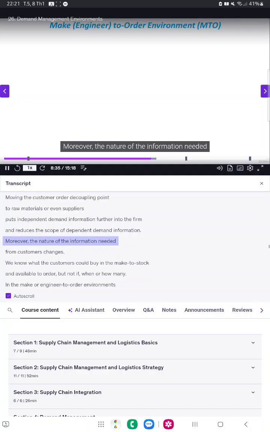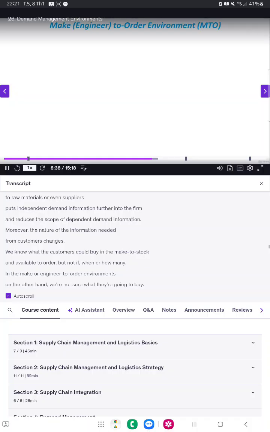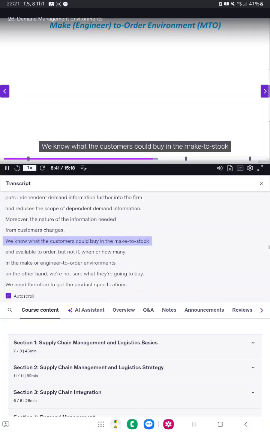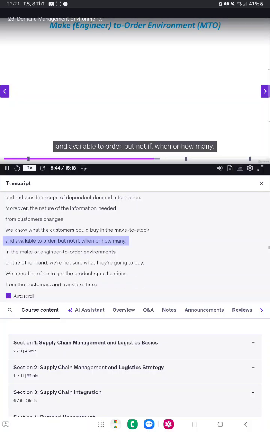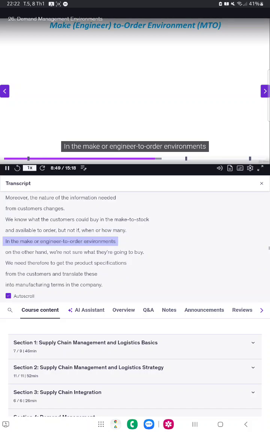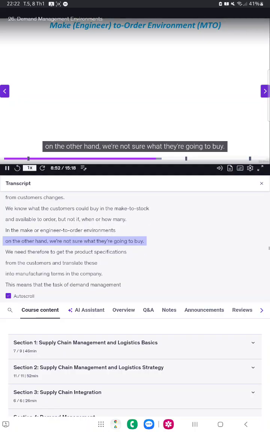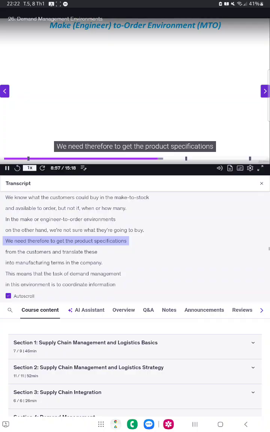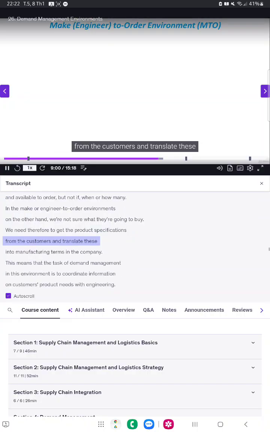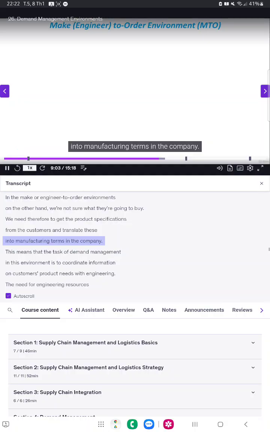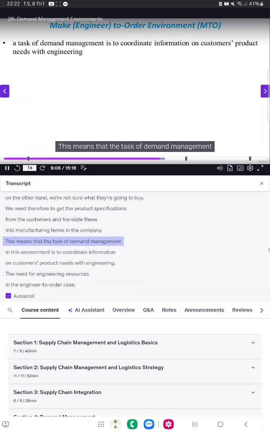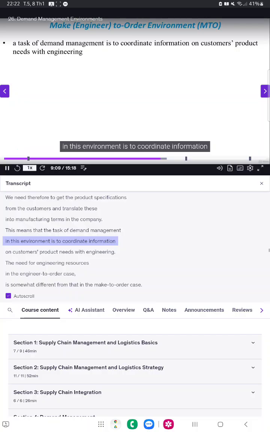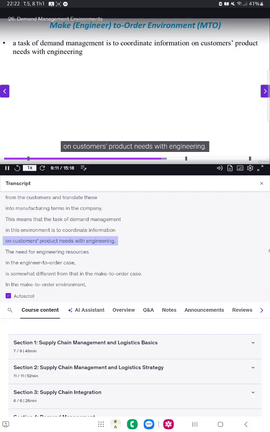Moreover, the nature of the information needed from customers changes. We know what the customers could buy in the make to stock and assemble to order, but not if, when, or how many. In the make or engineer to order environment, on the other hand, we are not sure what they are going to buy. We need, therefore, to get the product specifications from the customers and translate these into manufacturing terms in the company. This means that a task of demand management in this environment is to coordinate information on customers' product needs with engineering.